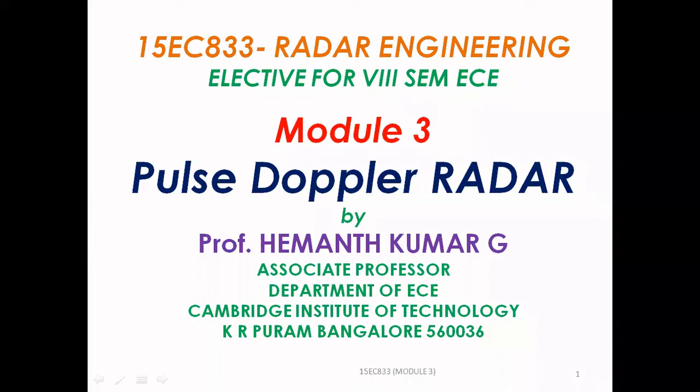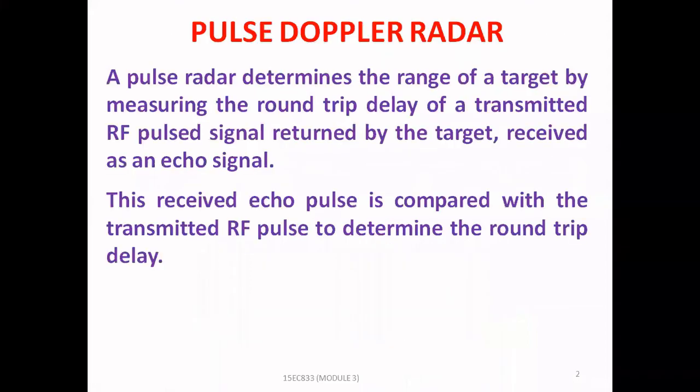Module 3, Pulse Doppler Radar. Pulse Doppler radar determines the range of a target by measuring the round-trip delay of a transmitted RF pulsed signal returned by the target, received as an echo signal. This received echo pulse is compared with the transmitted RF pulse to determine the round-trip delay.